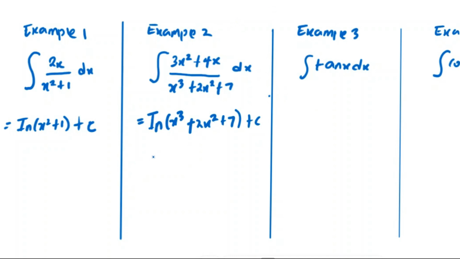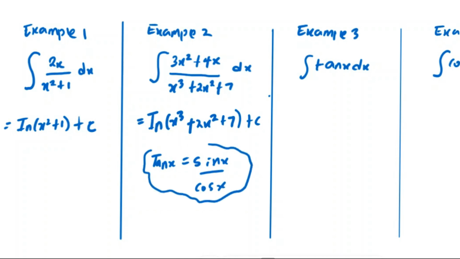We know that tan x is the same thing as sine x divided by cos x. This is a basic trigonometric identity that we have. So what it means here is that this is the same thing as the integral of sine x divided by cos x dx. Now, if we differentiate cos, you are going to get minus sine, but what we have here is plus sine. So we have to get creative.